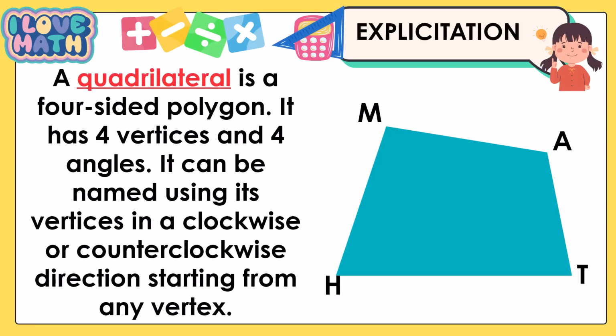A quadrilateral is a four-sided polygon. It has 4 vertices and 4 angles. It can be named using its vertices in a clockwise or counterclockwise direction starting from any vertex.